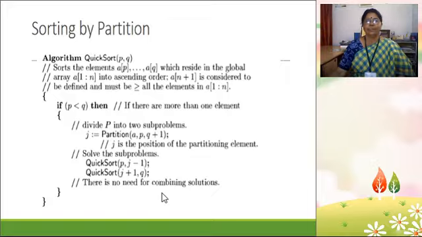Hope you understood the implementation of quicksort. We discussed two examples.